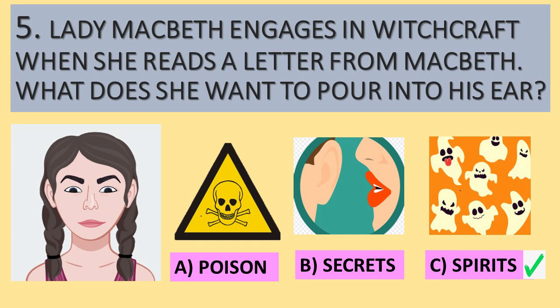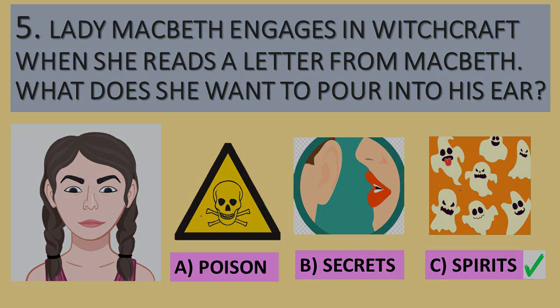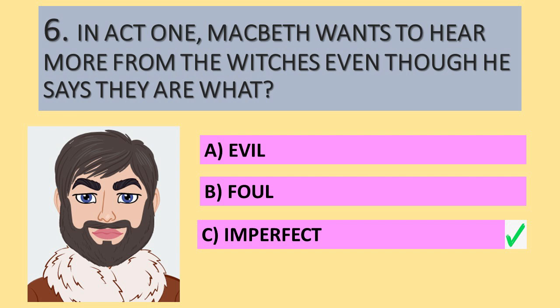Question number 5, Lady Macbeth wants to pour her spirits into the ear of Macbeth. And question number 6, Macbeth says that the witches are imperfect. He says, stay you imperfect speakers, tell me more. He knows that they should not be trusted, but chooses to regardless.